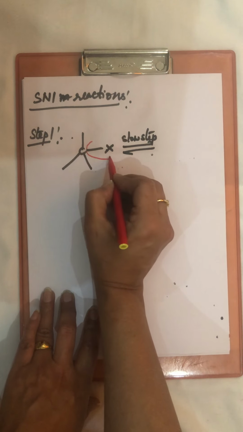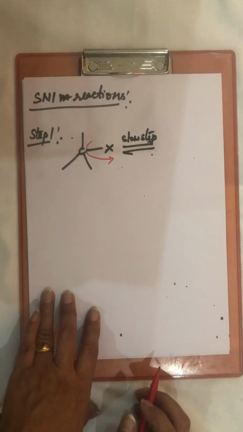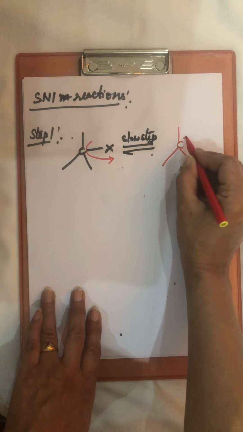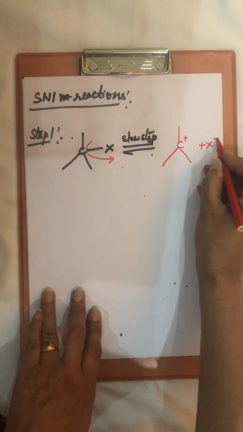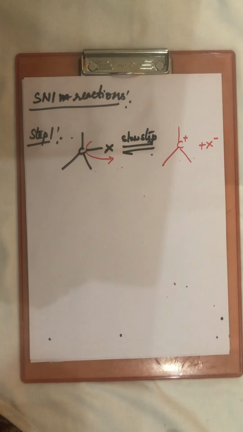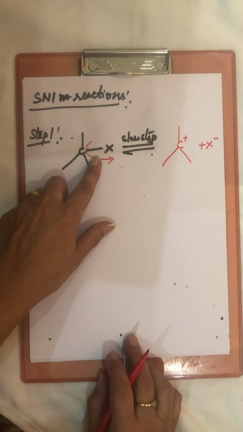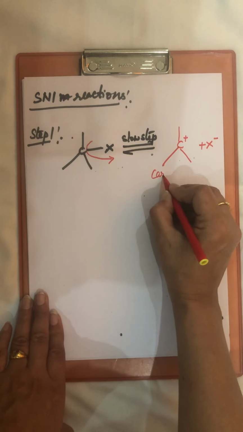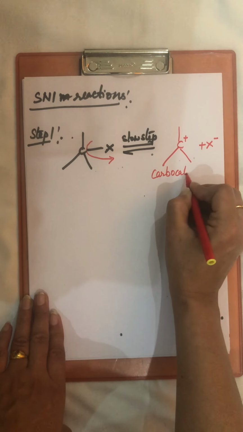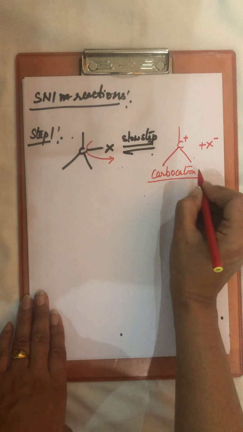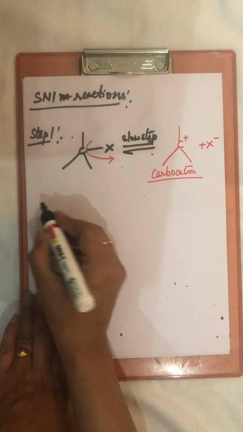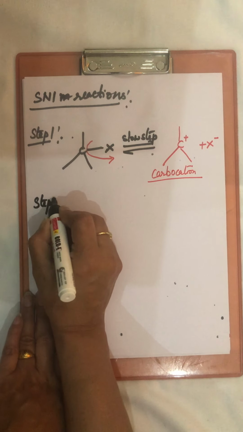In first step, this bond will break. The halide will come out from haloalkane and we are getting a carbocation. No attack of nucleophile. In first step here, the halogen will come out from this haloalkane. And because of that, we will get a carbocation here. This carbocation has a trigonal planar structure. So it's a planar species formed here.